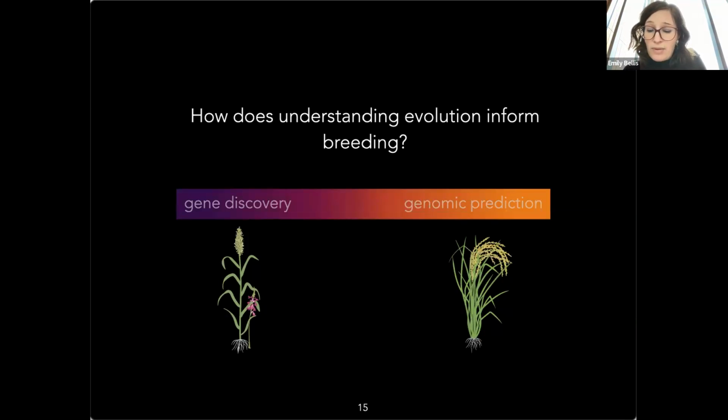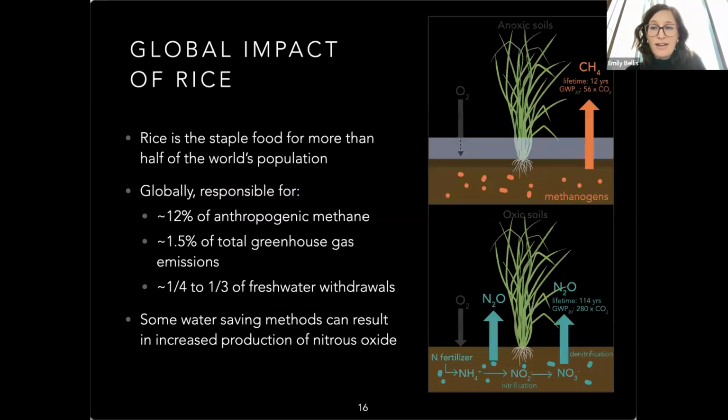So I've become very interested more recently in how we use knowledge about evolution and, the flip side of the coin, genomic prediction, right? I'll talk a little bit about some ways that we've thought about incorporating evolutionary information into the genomic prediction problem. And for that, I'll switch systems a bit into rice. Rice is, of course, a really critical staple food crop. It's also a crop that has outsized impacts on the environment, because it's a semi-aquatic plant, so it's often grown under continuous irrigation.